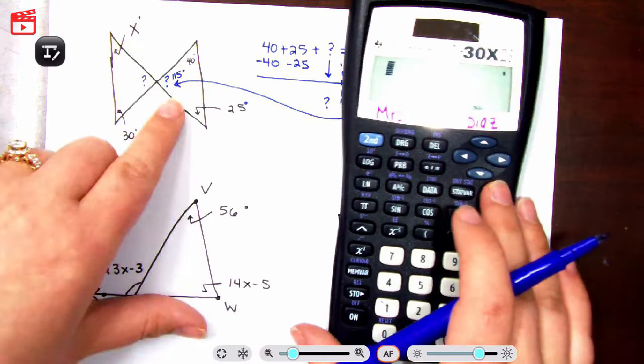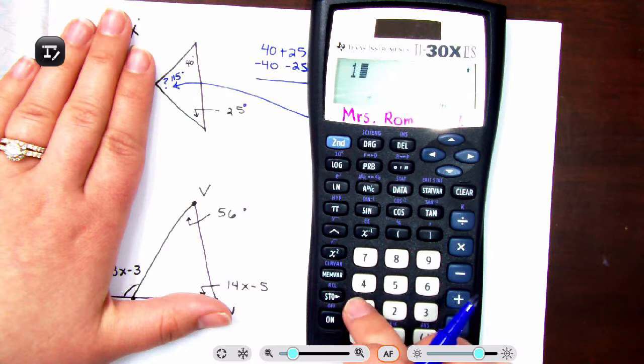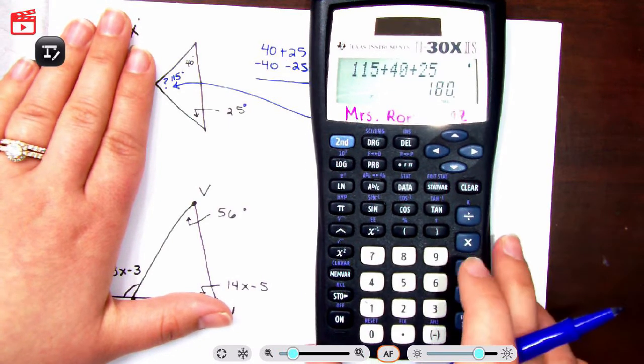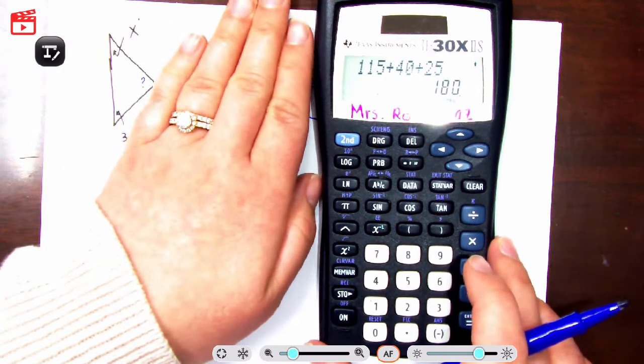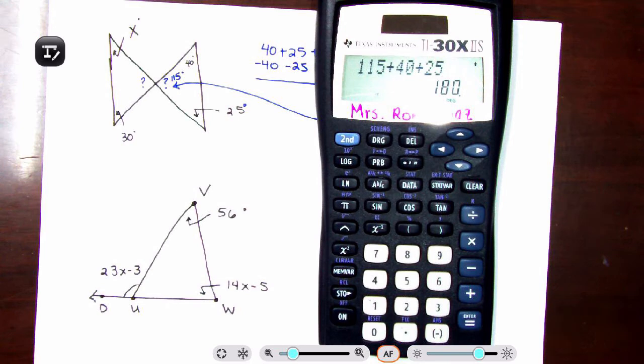And I'm going to double check my math because I know this triangle needs to add up to 180. So 115 plus 40 plus 25, yes, it is 180. So now we're looking at this triangle. Because we have 2 unknowns, we can't really do much with it. If we have 1 unknown, then yay, we can do it. So we're going to take a look.